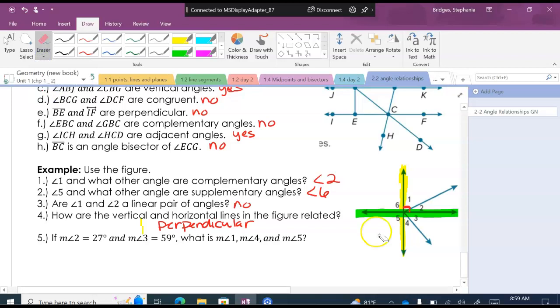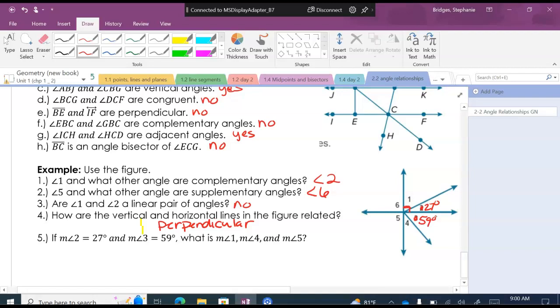And then I want you to take a minute and let's talk about number 5. If the measure of angle 2 is 27 degrees, I'm going to fill that in, okay? If this is 27 degrees and angle 3 is 59 degrees, it wants me to find out what is the measure of angle 1, 4, and 5. Okay, 1, 4, and 5. Let's start with 1.